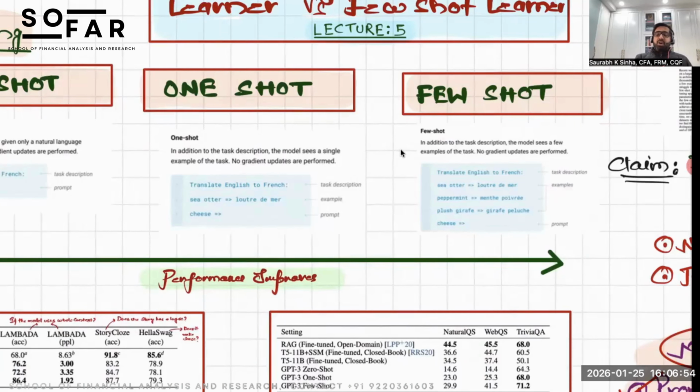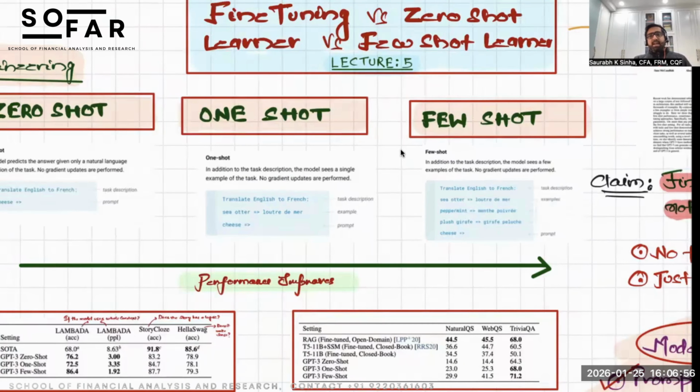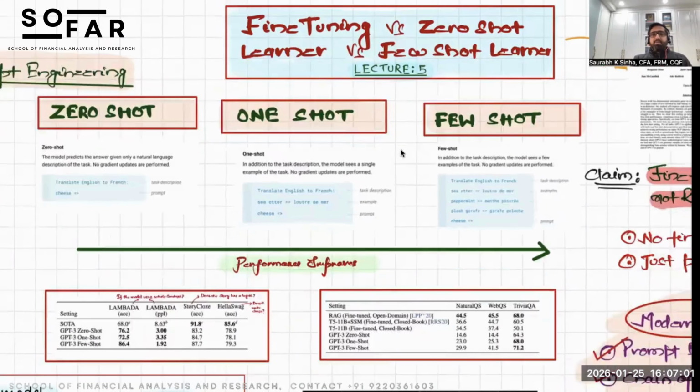So what is zero shot learning? No example. One shot learning, one example. Few shot learning, multiple examples. Intuitively, you would say the performance will improve as we move toward few shot learning, and actually that happened. But intuition in the world of research is not sufficient, right?